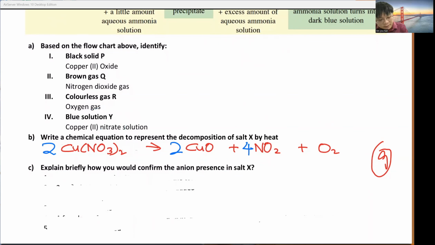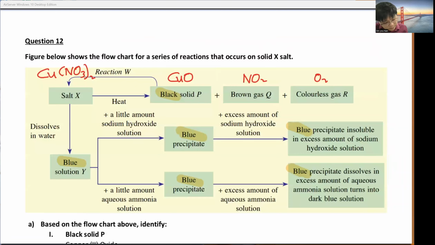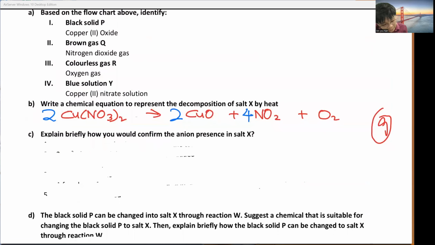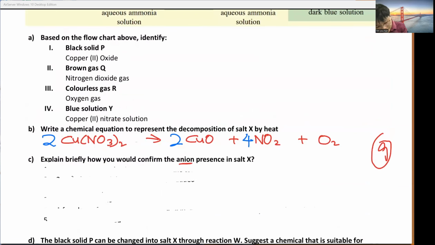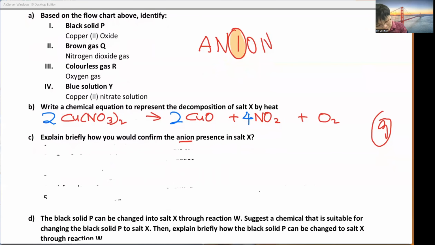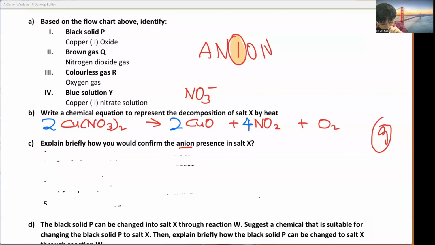Now, quite a standard one, as I told you, the cation test and anion test, right? The anion test they always come out with is the Browning test. So now they want you to test the salt X. My salt X is nitrate. They want to test the nitrate ion. Remember, the anion is the negative ion. So how do you test nitrate?